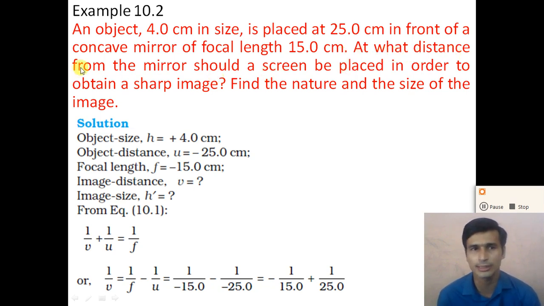At what distance from the mirror should a screen be placed in order to obtain a sharp image? At what place in front of the mirror do we place a screen so that we can obtain a very sharp image? In this situation, we need to calculate the image distance. At what distance will the image be formed from the mirror? And find the nature and the size of the image.